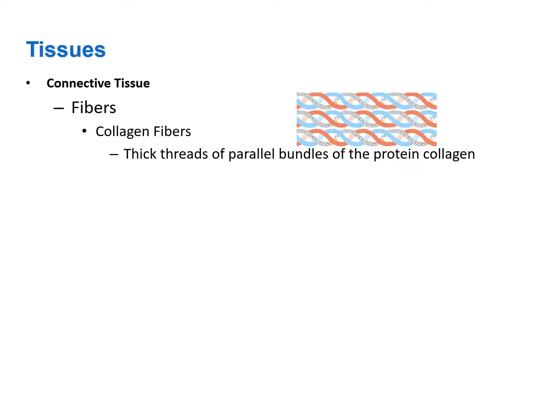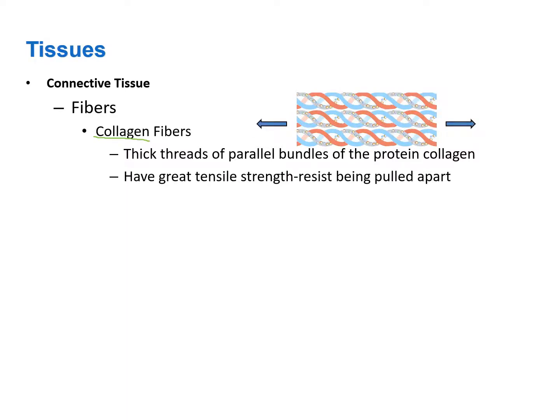Probably the most famous of these would be collagen, right? These collagen fibers are really cool in that they're thick threads of parallel bundles with this collagen protein in them. They have great tensile strength, meaning that you can pull them apart and they will return back to their position. So you pull them and they pull back a little bit, right? This is very important, especially when you want to make ligaments or tendons. Ligaments help connect bone to bone, and tendons connect bone to muscle.